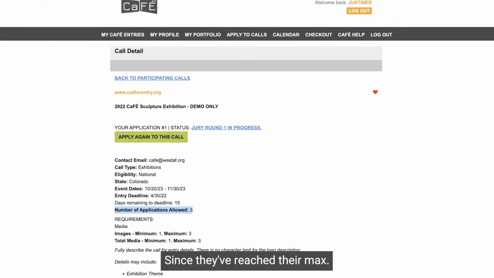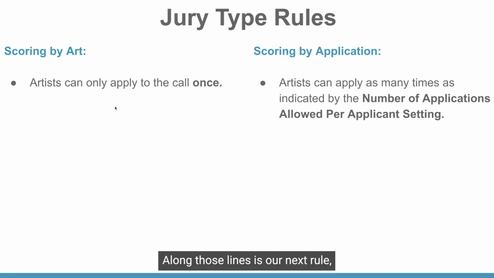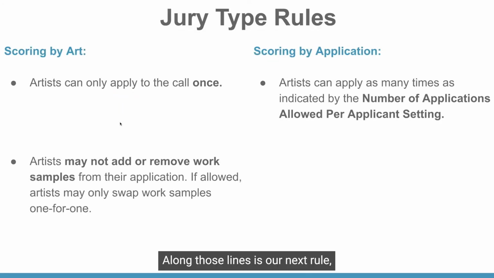reached their max. Along those lines is our next rule, which is that in scoring by art calls, an artist may not add or remove work samples from their application. If allowed, artists may only swap work samples one for one. Let's say someone needs to make an edit to their call. They will ask you to put them into the incomplete status if it's before the deadline, or if it's after the deadline, you'll put them in the exception status.